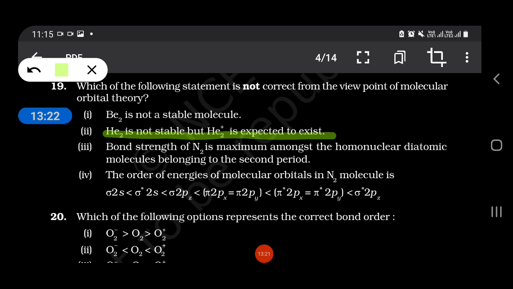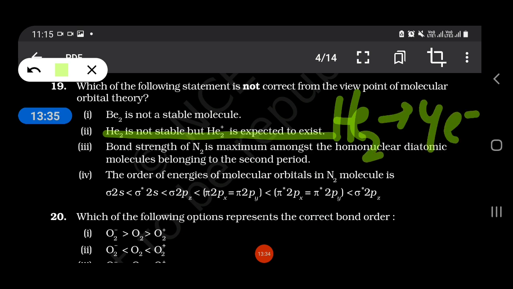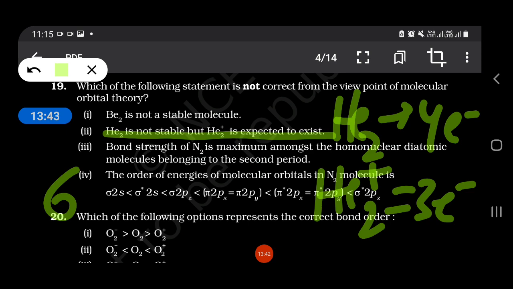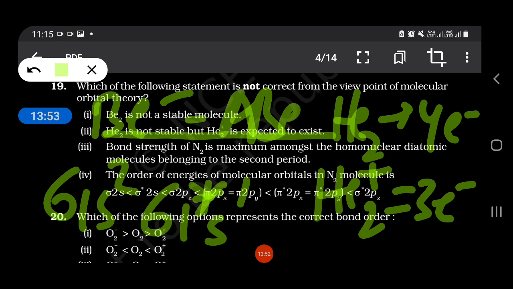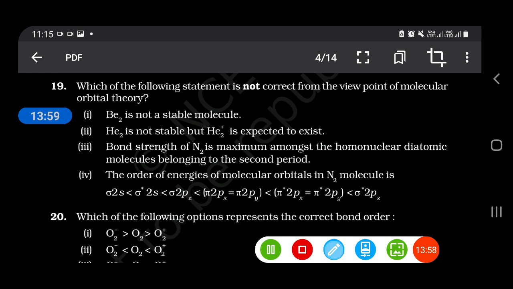He2 is not stable, but He2 plus is expected to exist. You can solve all these questions on the basis of molecular orbital theory, because He2 has 4 electrons. When you ask for He2 plus, it will be sigma 1s2, sigma star 1s1. So it will be bonding electrons minus antibonding electrons, 2 minus 1, that is 1. So it can exist, it may exist.